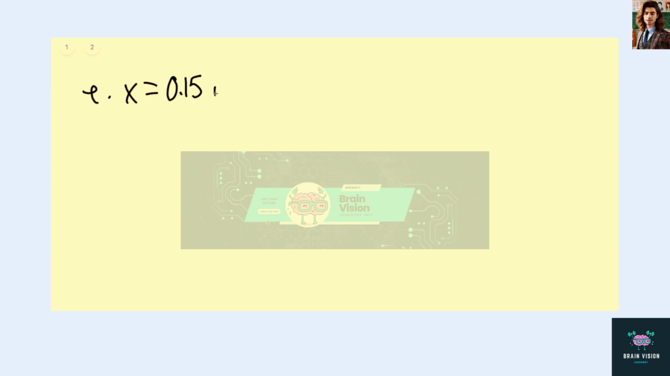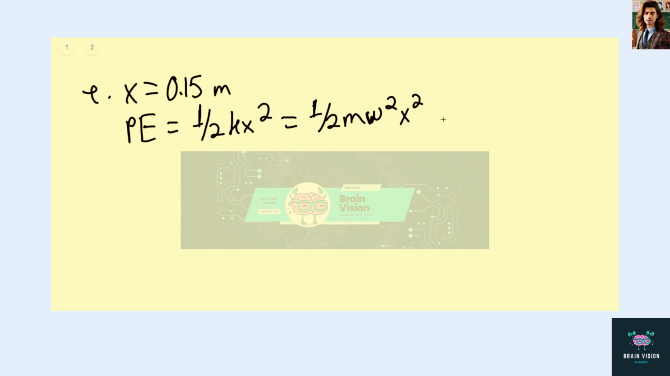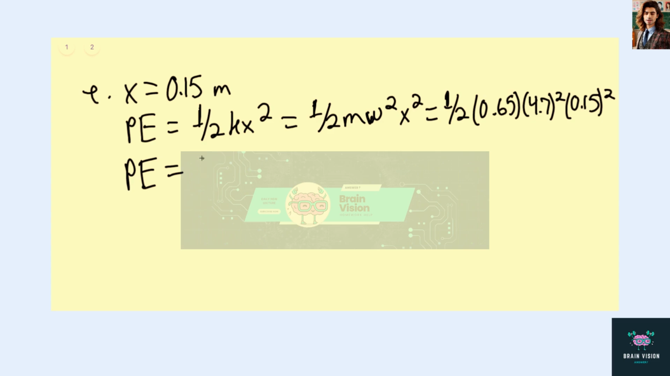And then for part E, they're asking us for the kinetic energy when x is going to be equal to 0.15 meters. So we can say that the potential energy is going to be equal to half of kx squared. This is going to be equal to 1/2 of m omega squared x squared. And we can solve. Omega here is 4.7 squared. And then x is, of course, 0.15 squared. And we have a potential energy stored of 0.162 joules.